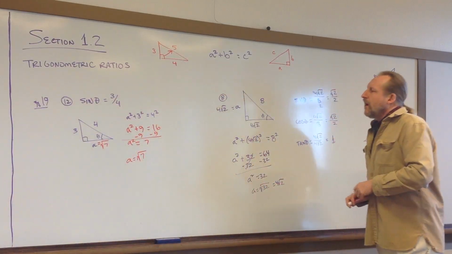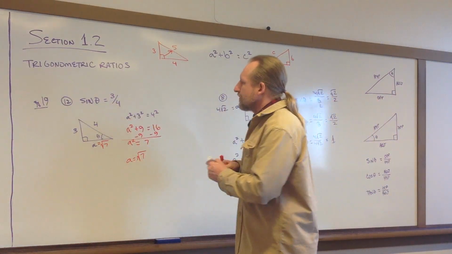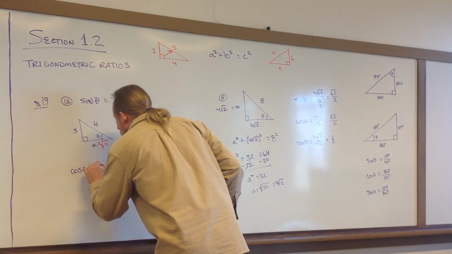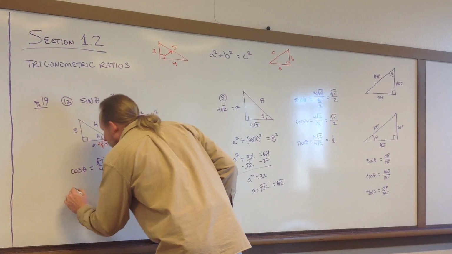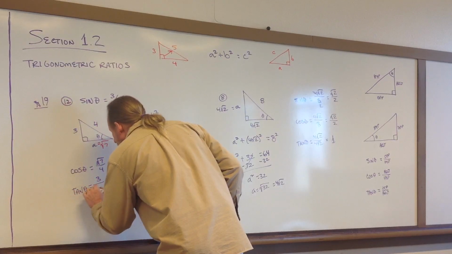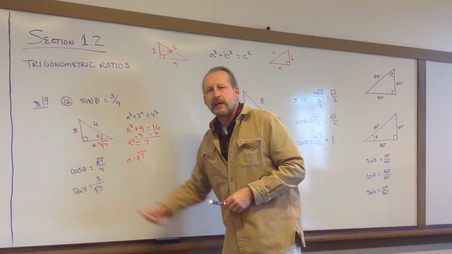Okay. All right. Well, now that we know that, we already know the sine is 3 over 4. So that means the cosine is going to be square root 7 over 4. And the tangent is going to be 3 over square root 7. And I'm fine if you want to leave this like this.